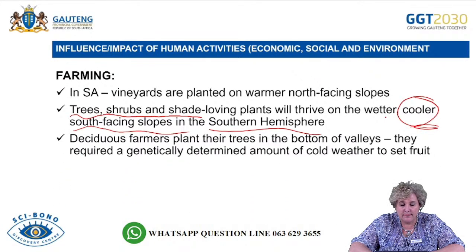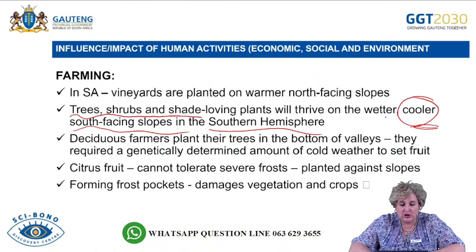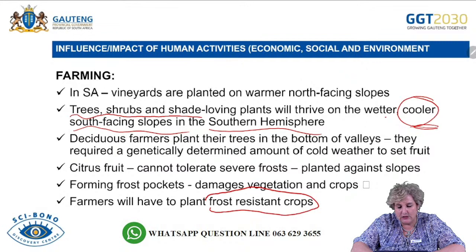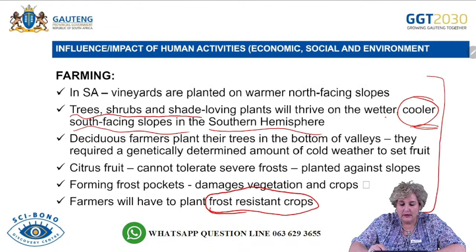The indigenous farmers plant their trees in the bottom of the valleys because they are genetically determined to require a certain amount of cold weather to set fruit. Citrus fruit cannot tolerate frost, so they are planted against the slope. Frost pockets forming can damage your vegetation and your crops. For example, you won't plant your tomatoes in the bottom of a valley. Farmers will plant frost-resistant crops in the bottom of the valley. The economic effect of this is that the better the temperature is, the more the farmer can plant and the higher his income will be at the end.